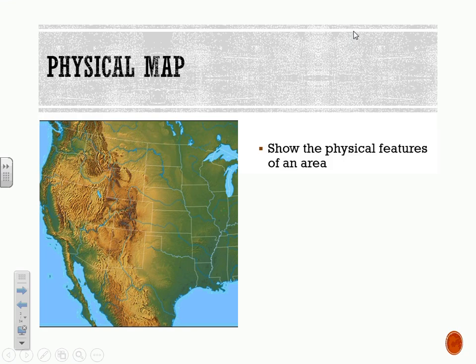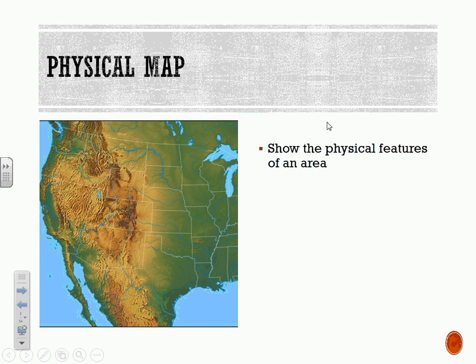One type of map is a physical map. It shows the physical features of an area. Easy to remember: physical map shows the physical features. So on your note sheet next to physical map, you're going to write the definition here. Shows the physical features of an area.